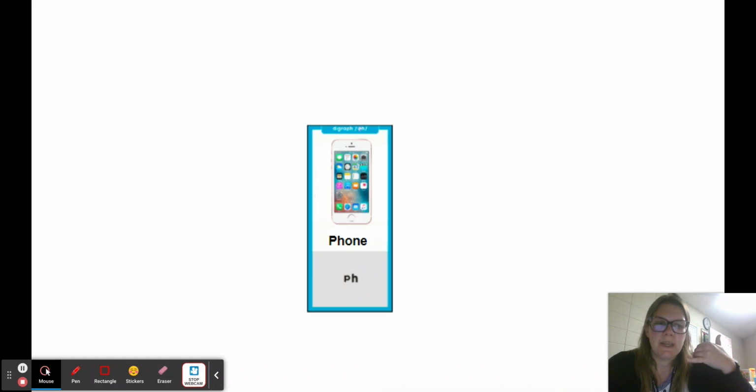We have PH, and that makes f, like in phone. It's the same sound as in fish, but we are going to remember phone. Those are our sounds for digraphs.